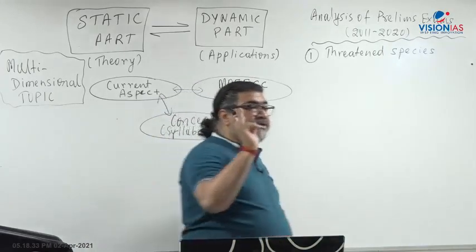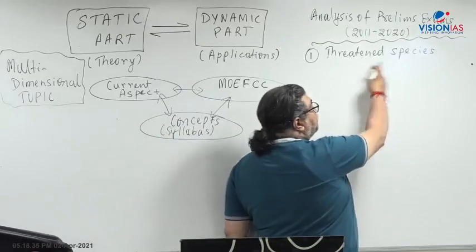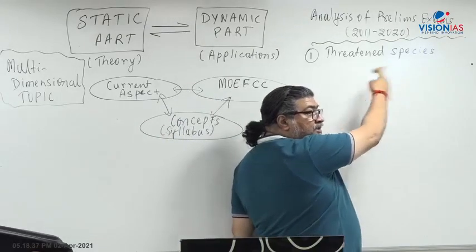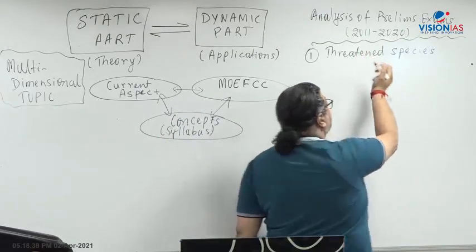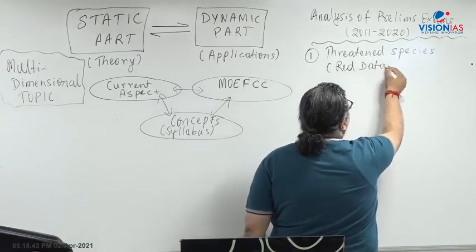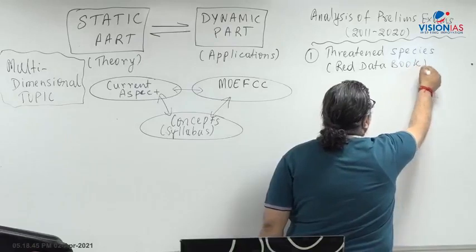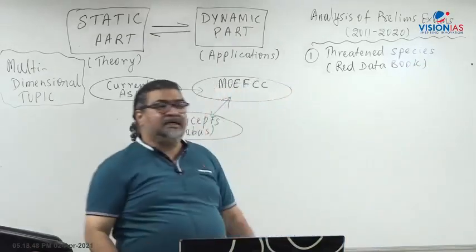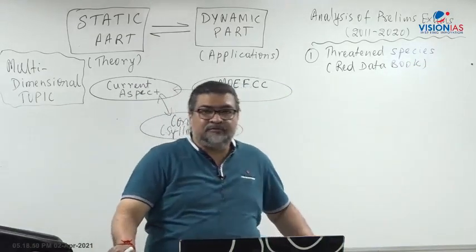India is a biodiversity rich country. So what is the first area which you will find continuously in the UPSC exam? The question is from threatened species. That is where the question is being asked. And the IUCN Red Data Book. Again, you have to connect it with the current aspect, and link with the current aspect from the topics point of view.